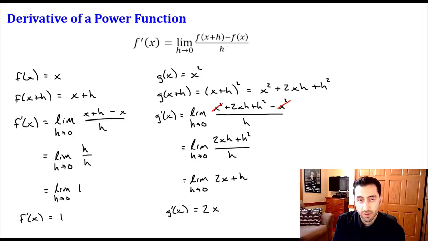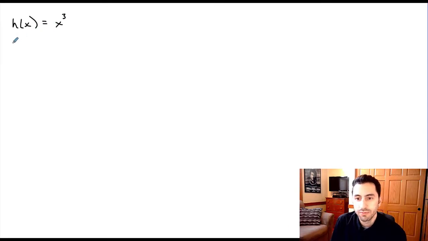Okay, so we have our first one, our derivative ended up at 1. The second one, our derivative is 2x. Why don't we try one more to see if we can come to any conclusions. So let's do one more function. Let's do h of x. And again, we'll go up in degree, and let's take a look at x cubed.